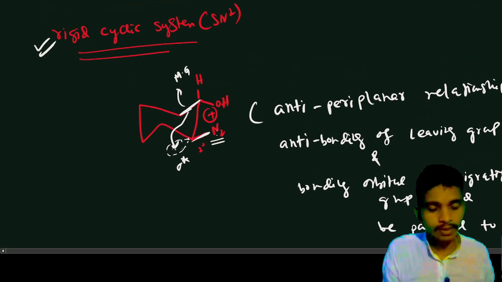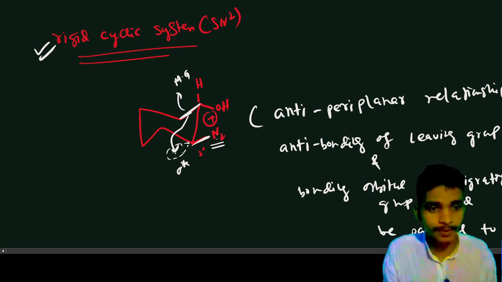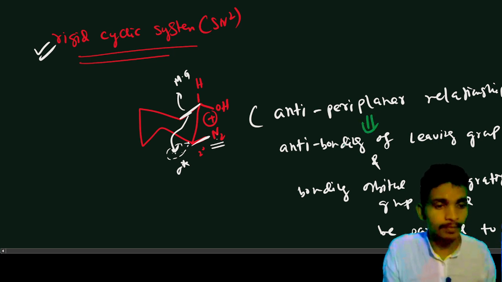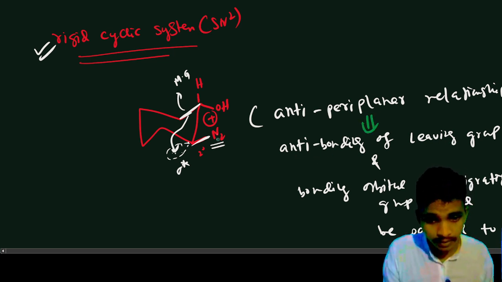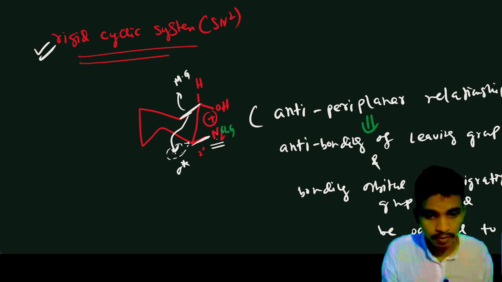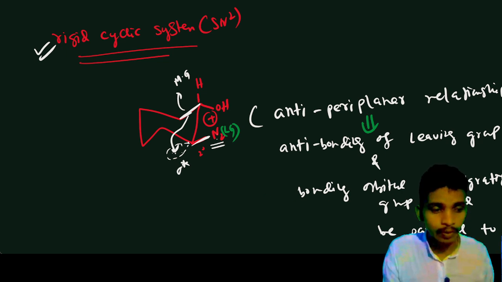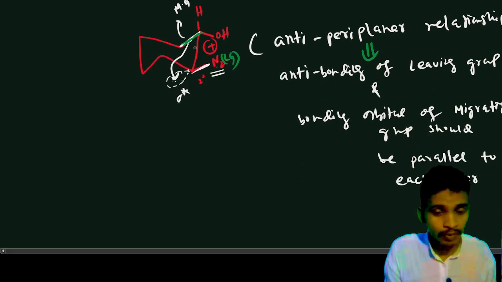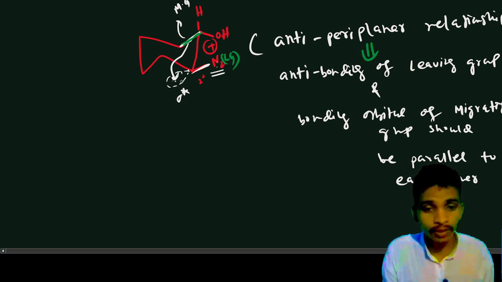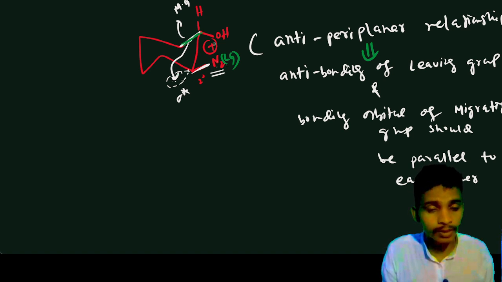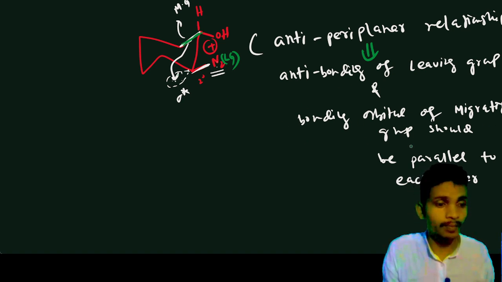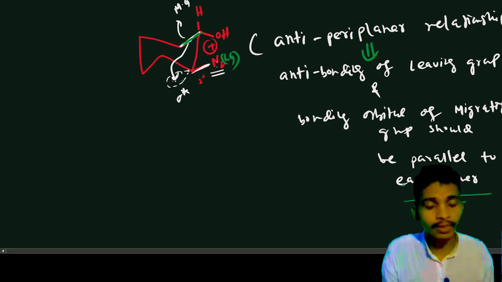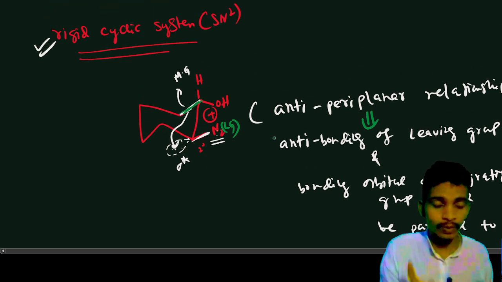So this is what it says: the anti-periplanar relationship means the antibonding of the leaving group and the bonding orbital of the migrating group are parallel to each other. So this will attack here. Whichever group is parallel to the antibonding of the leaving group will attack. The bonding orbital of the migrating group should be parallel to it, then only this will happen.